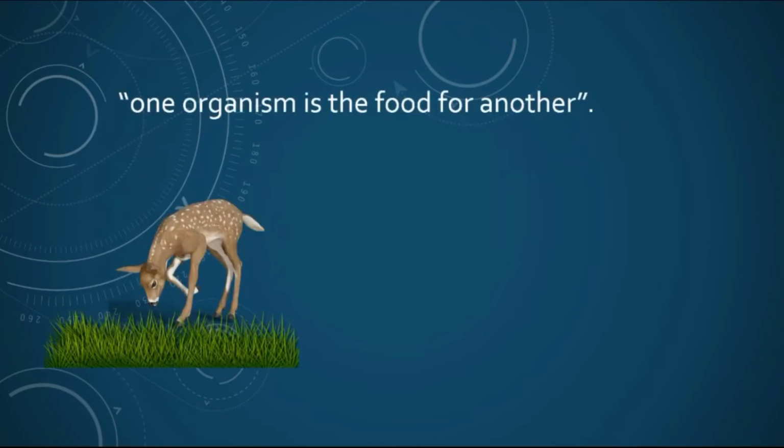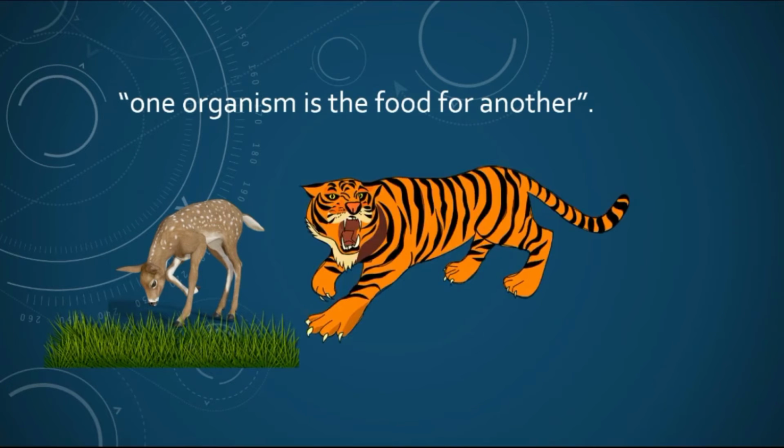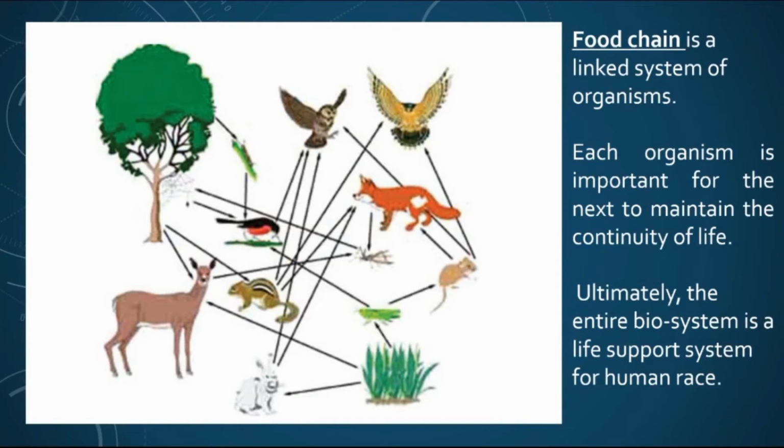You must have heard a quote, one organism is food for another, like a deer eats grass, and a lion or a tiger can feed on the deer. And that is what is called the food chain. Food chain is a linked system. Each of us depends on other organisms. That's what the food chain is. And it's a linked system, and it is required to maintain the continuity of life. Ultimately, the entire biosystem is a life support for the human race. If this food chain is broken, then that is disastrous for humankind.